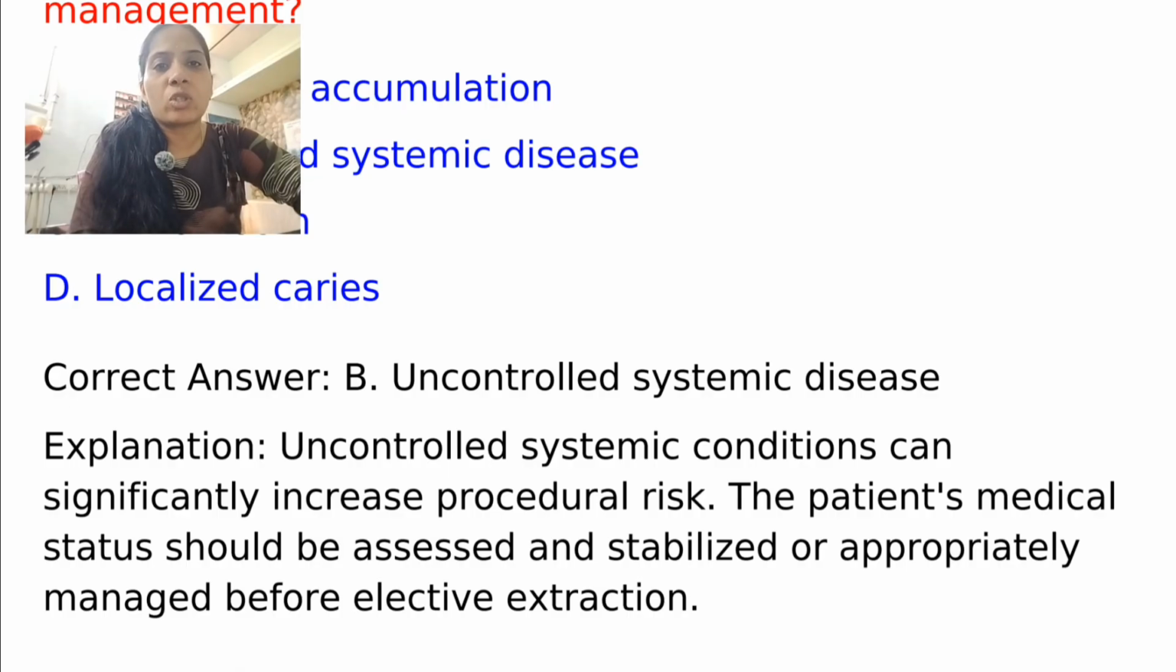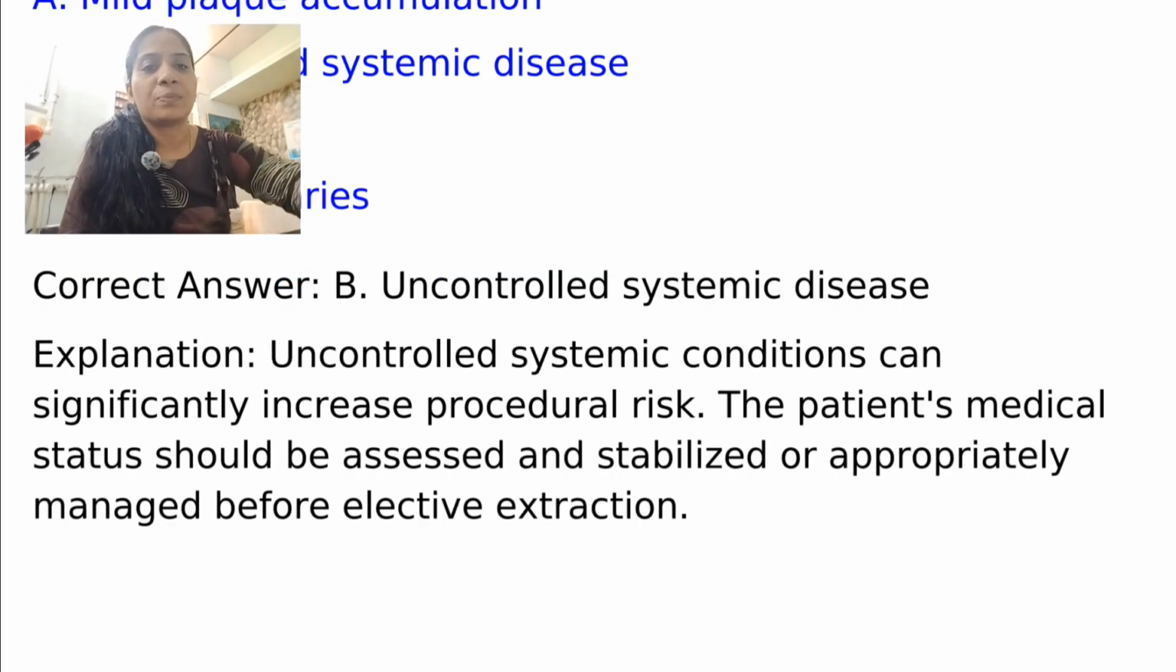Uncontrolled systemic conditions can significantly increase procedural risk. The patient's medical status should be assessed and stabilized or appropriately managed before elective extraction.